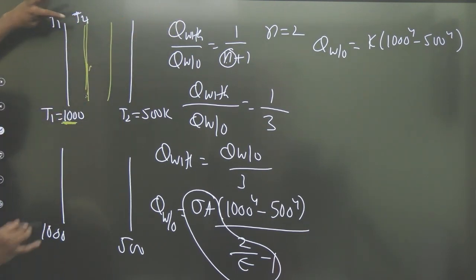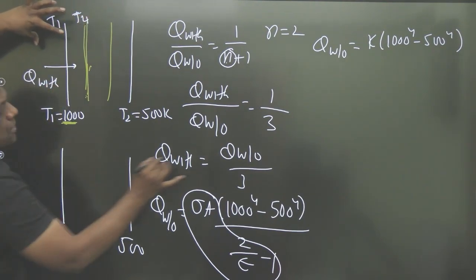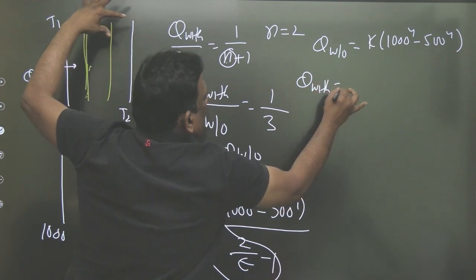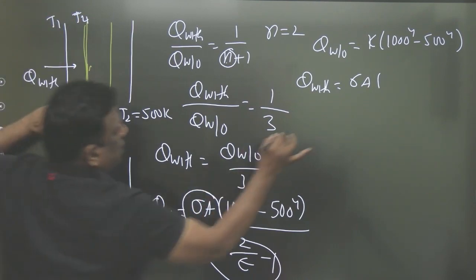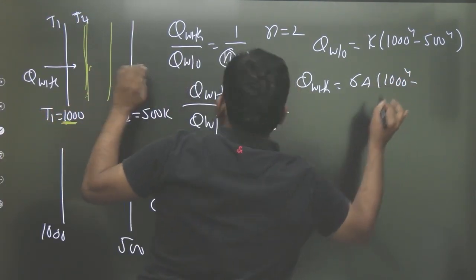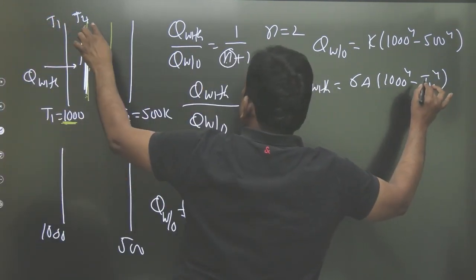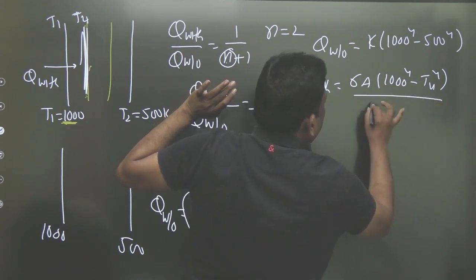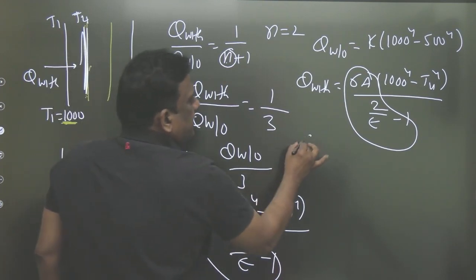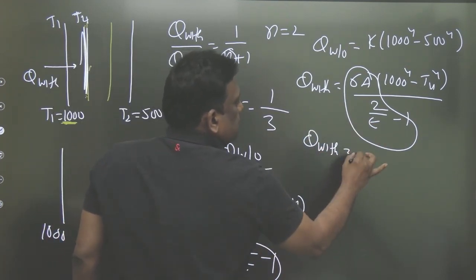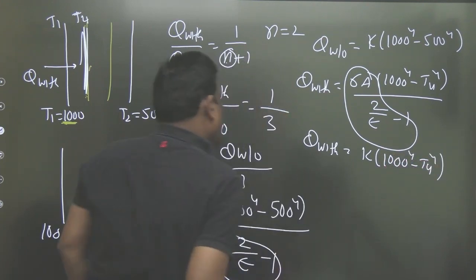Let this be T4. So, this is the heat transfer with shield. What will be the equation? All emissivities are the same. So, heat transfer with shield will be equal to sigma A T1 power 4, which is 1000, minus T4 power 4, divided by 2 by epsilon minus 1. But this value is K. So heat transfer with shield is equal to K into 1000 power 4 minus T4 power 4. No problem at all.